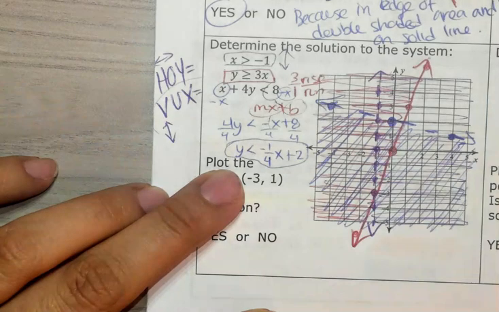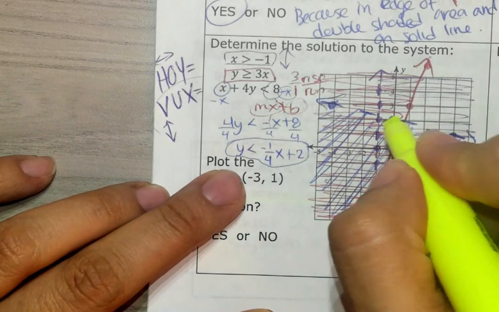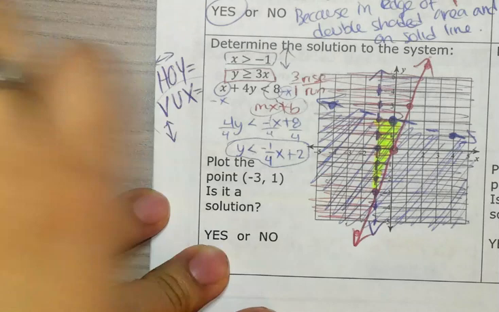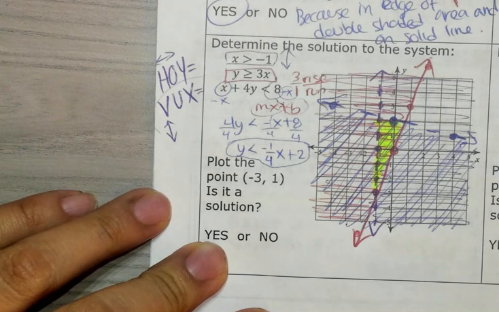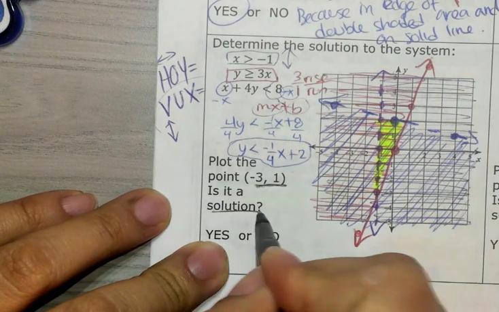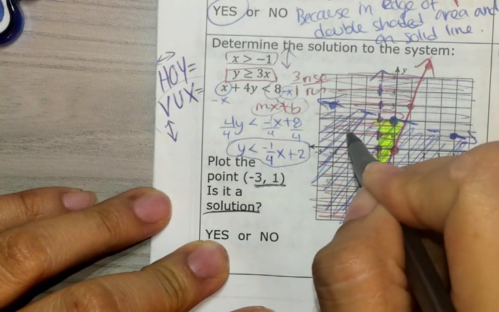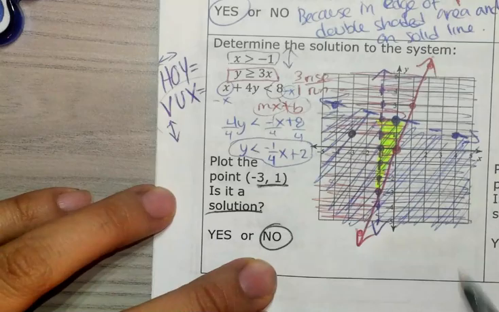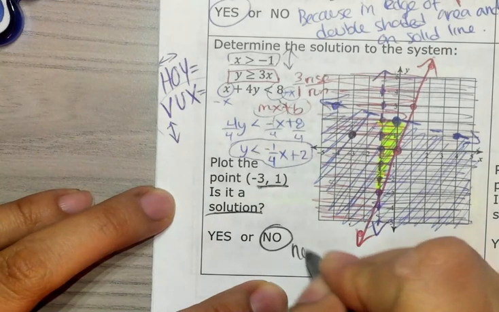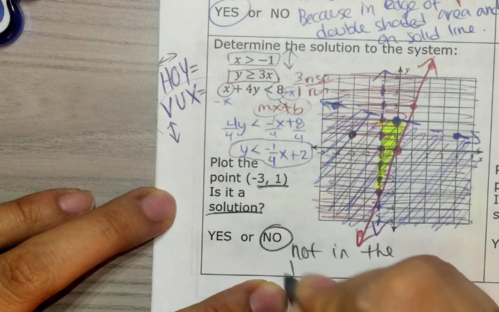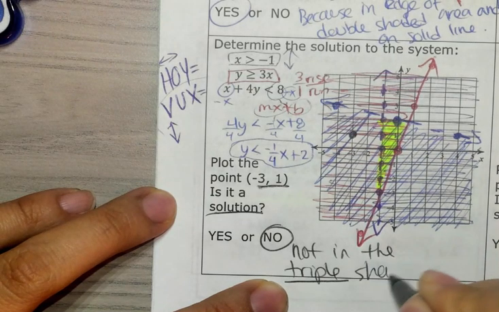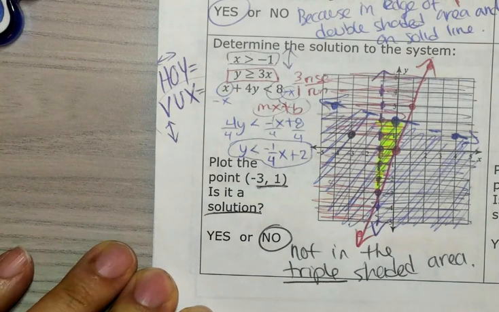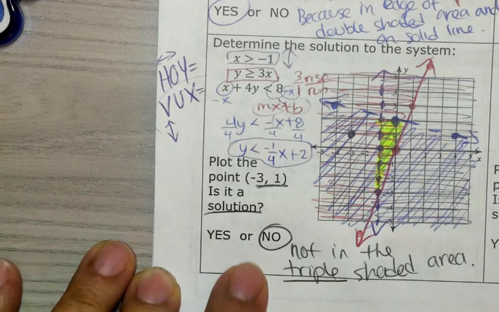Okay, so I'm going to highlight the section that is triple shaded, which is this part right here. This is where the solutions are. And then we check if -3, 1 is a solution. So -3, 1 is right here. Definitely -3, 1 is not part of the triple shaded. So no, it is not a solution to the system. It is not in the triple shaded region or area. Okay, and that's pretty much the basics of graphing inequalities to find solutions for them.